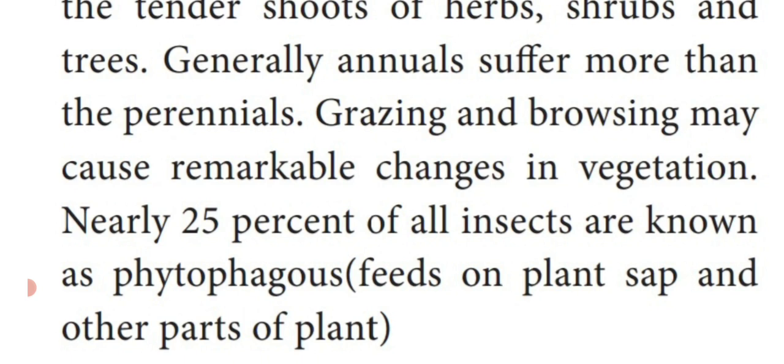So, the herbivorous animals are also a best example for predation. Here, the herbivorous animals are benefited. The other living organisms, what are they? Plants such as herb, shrub and trees are harmed, isn't it? So, this is another best example of predation.